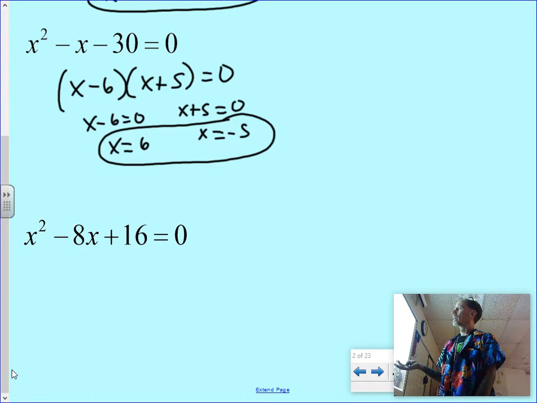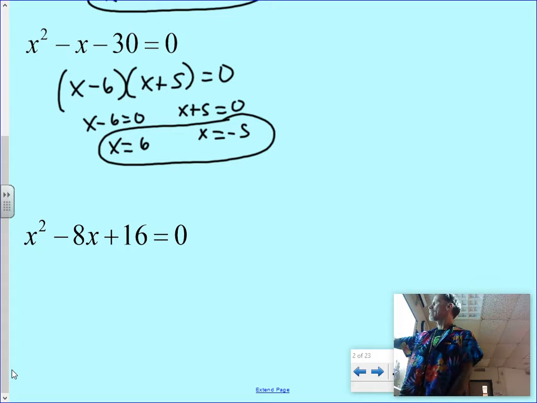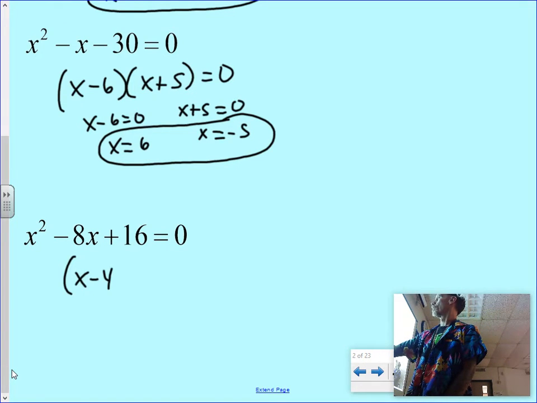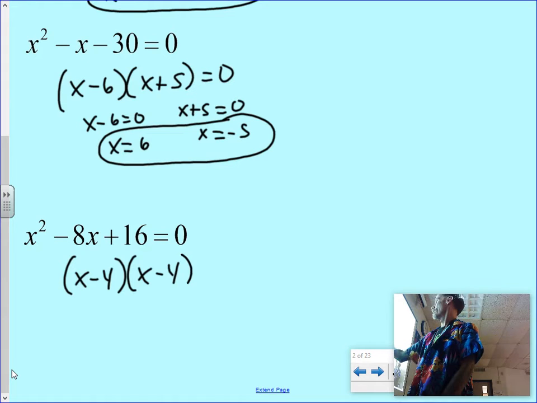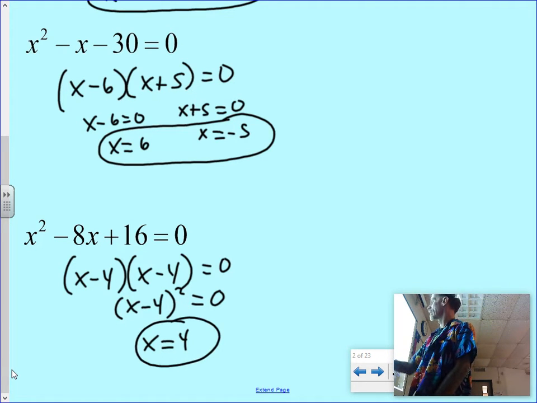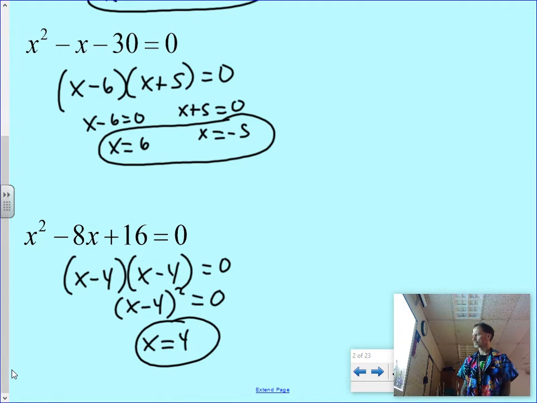One last one, and then we'll move on to the a greater than 1 case. So again, same kind of deal. So x squared minus 8x plus 16, what multiplies to positive 16 but adds to be negative 8? In this case, both factors would be negative. So it would be x minus 4, and the same thing, x minus 4. You could write that as x minus 4 squared. And then the solution, obviously, there's only one solution on this one. It's what we call having multiplicity. So it's a repeating root, so it only has that one solution.